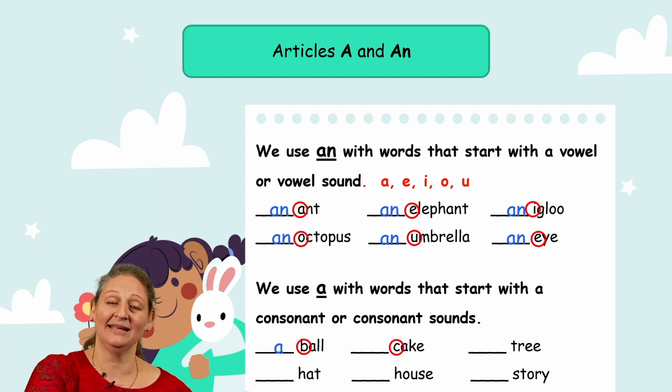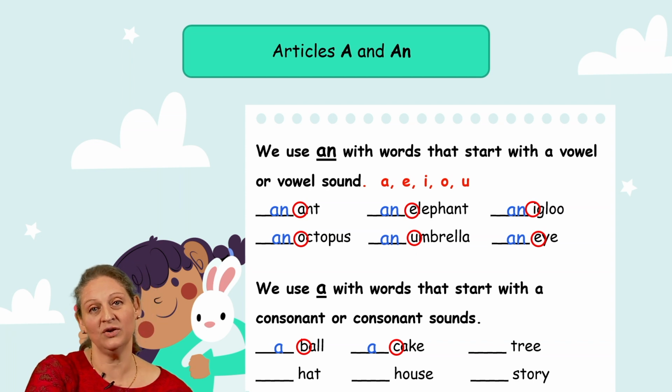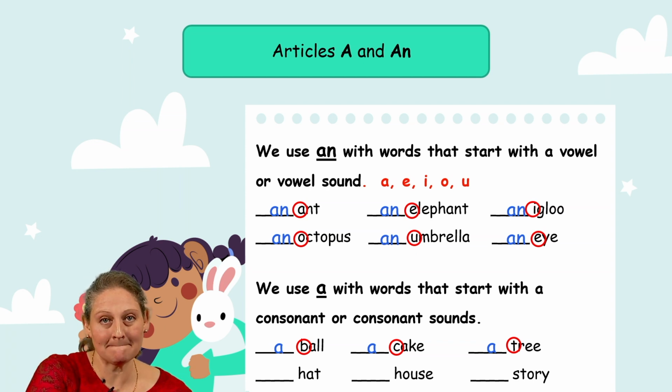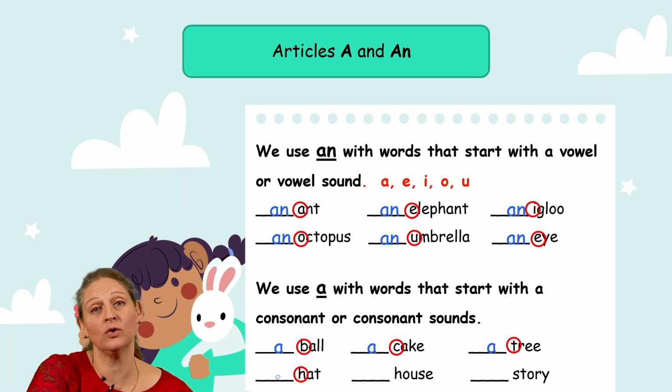Next word, cake. It starts with C. So we write a cake. It means one cake. Can you read the next word? Tree. Tree starts with a T. It is a consonant. Very good. So we write a tree. Very good. Can you read the next word for me? Good, you're right, it's hat. Hat starts with an H. Circle the first letter. Now, is H a vowel or a consonant? Yes, it's a consonant, so we write a.